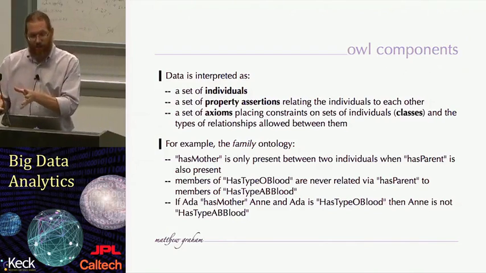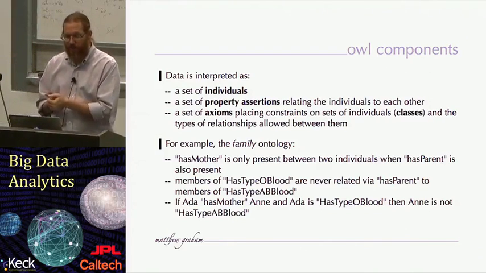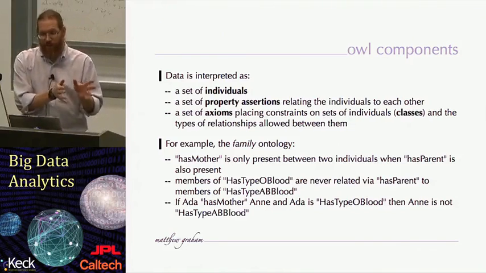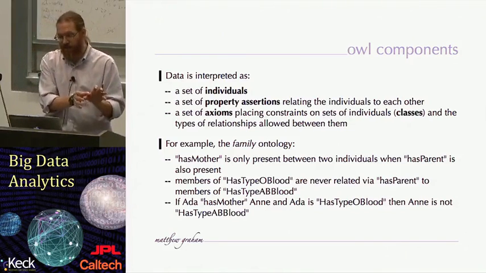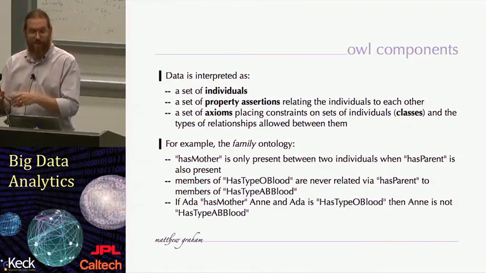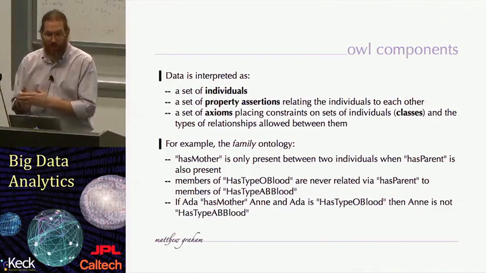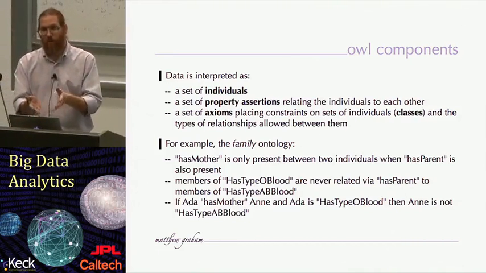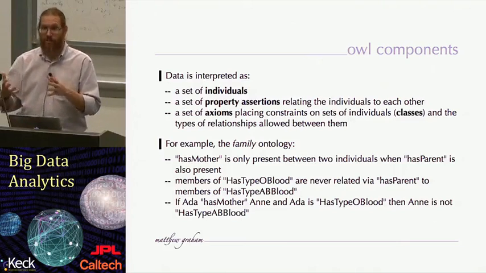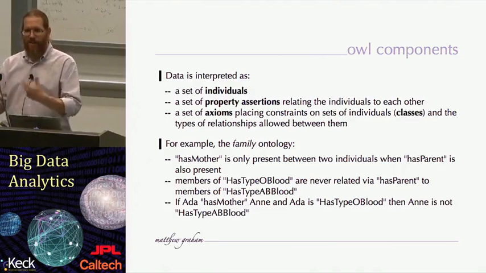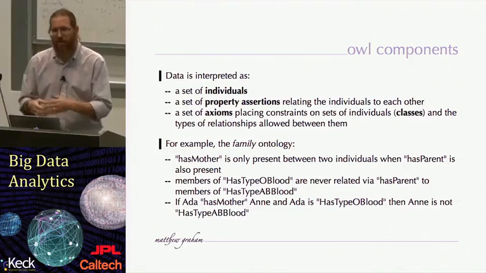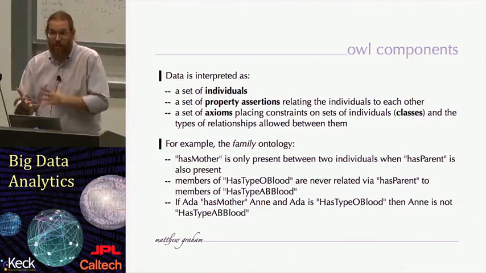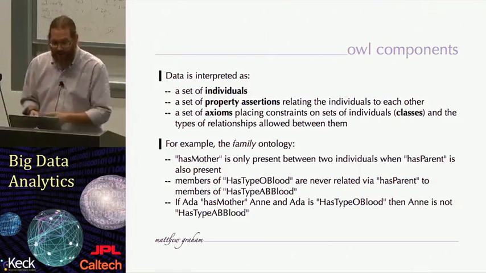And in our notion of family ontology, we may also have this relationship called has-type O-blood, and members of the class of that relationship, has-type O-blood, are never related via the has-parent constraint to members of has-type AB blood. So in that particular example, we can put biological constraints on our notion of family into this knowledge base and have that as a machine processable form. So it's showing that these are not just simple relationships. There are ways we can encode any sort of information we want into something like that.